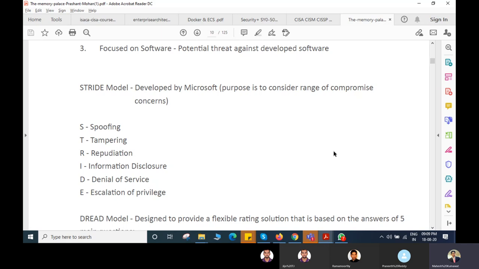So repudiation and non-repudiation. Repudiation means that you want to deny, saying it has not happened, and in non-repudiation, you cannot deny. Information disclosure, yes, it is also one of them, a concern developed by Microsoft. Okay, so information disclosure, you need to find out in different ways.